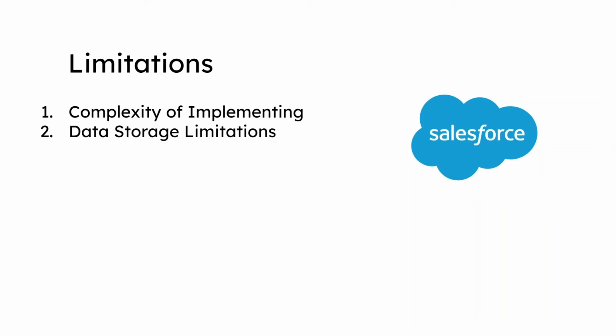Two, data storage limitations. Salesforce CDC stores the change data in a database table, which can quickly become large and consume significant storage space. You need to monitor their data storage usage and plan for additional storage as needed. Three, API limits. Salesforce has API limits, and CDC uses API requests to retrieve changes, so you need to consider these API limits and plan accordingly to avoid hitting API limits and service interruptions.